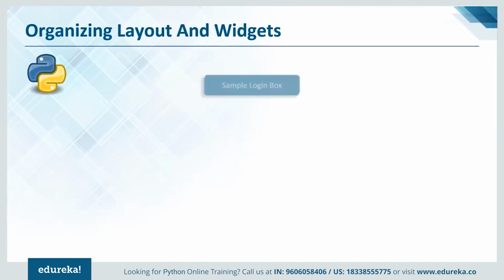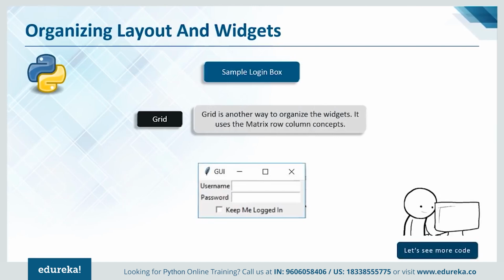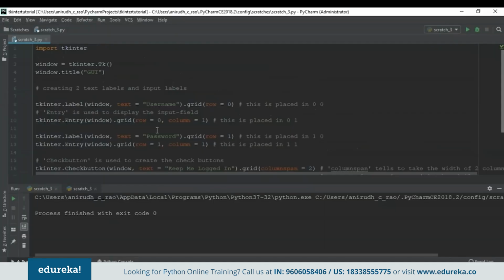So next we need to look at grid, guys. Well, grid is just another way to organize the widgets. It uses the matrix row column concept, right? So consider something like a 2x2 matrix or something. So let me quickly open up my code so we can actually get the output that we see on the screen right now. So guys, as you can check out, we're back into PyCharm.